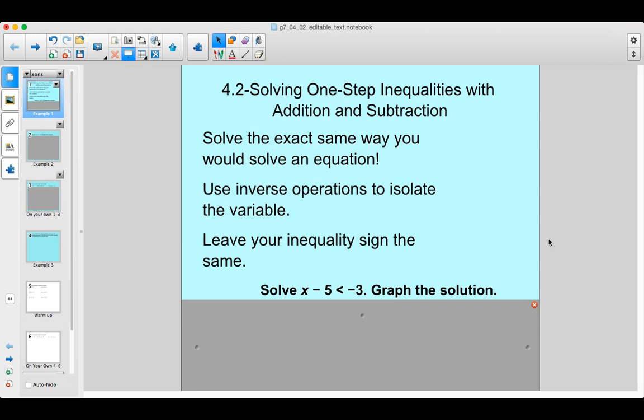Okay guys, so today we're going to be looking at lesson 4.2, solving one-step inequalities with addition and subtraction. If you don't have paper in front of you, please pause the video and get yourself some lined paper or scrap paper now to do some practice problems on.